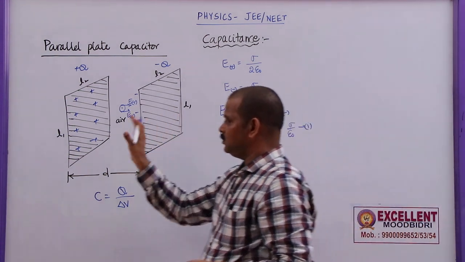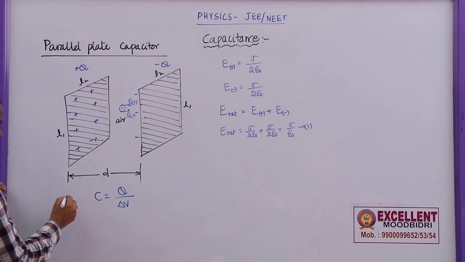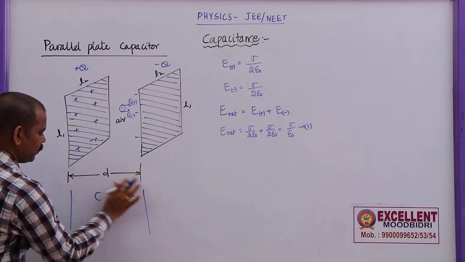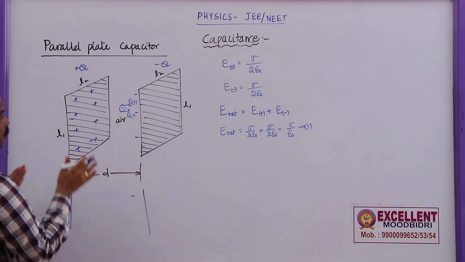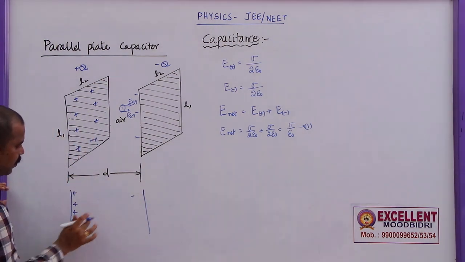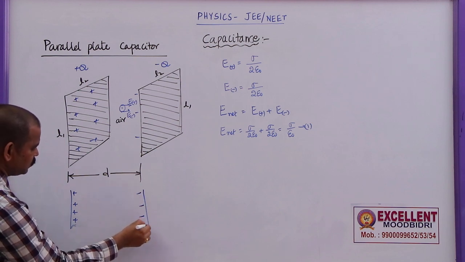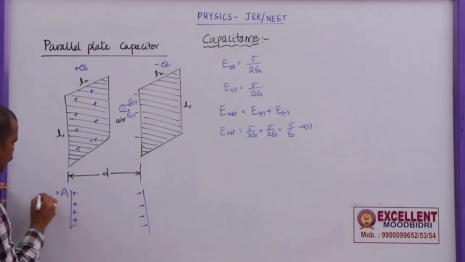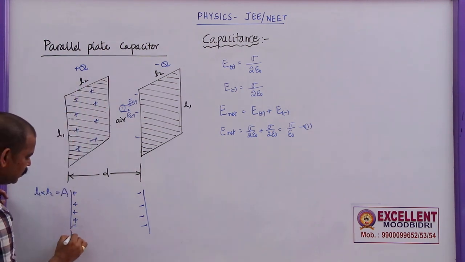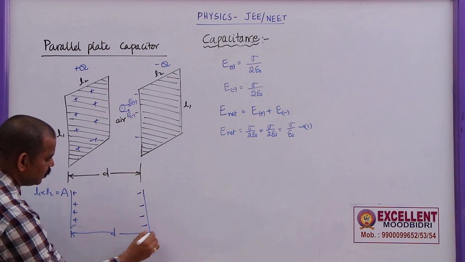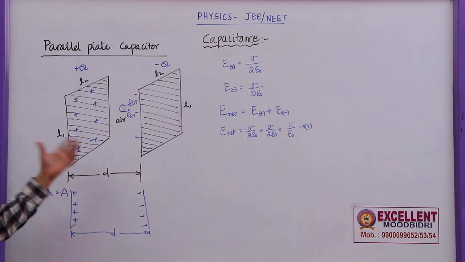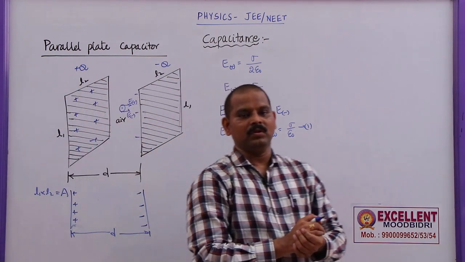In general, you can draw these two plates like this also. This is the first plate, this is the second plate, only the side view. So, this is the positive charge on this one and this is the negative charge on this one. The area of this plate A is equal to L1 into L2, because area is length into breadth. The distance between these two plates is D. Now, based on this, I found the electric field between the two plates.